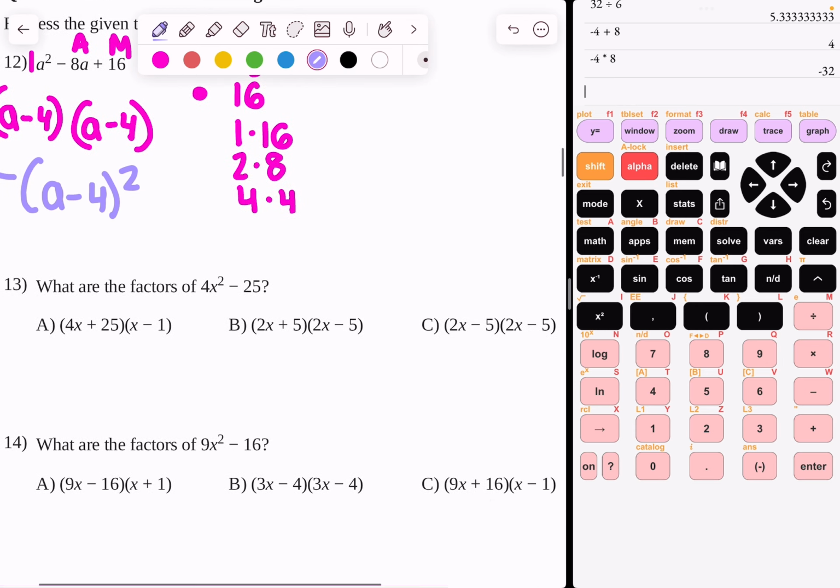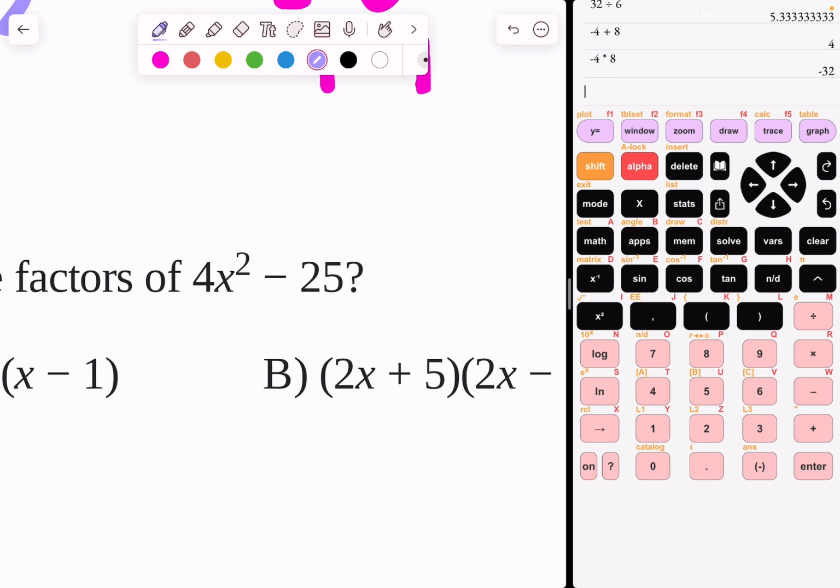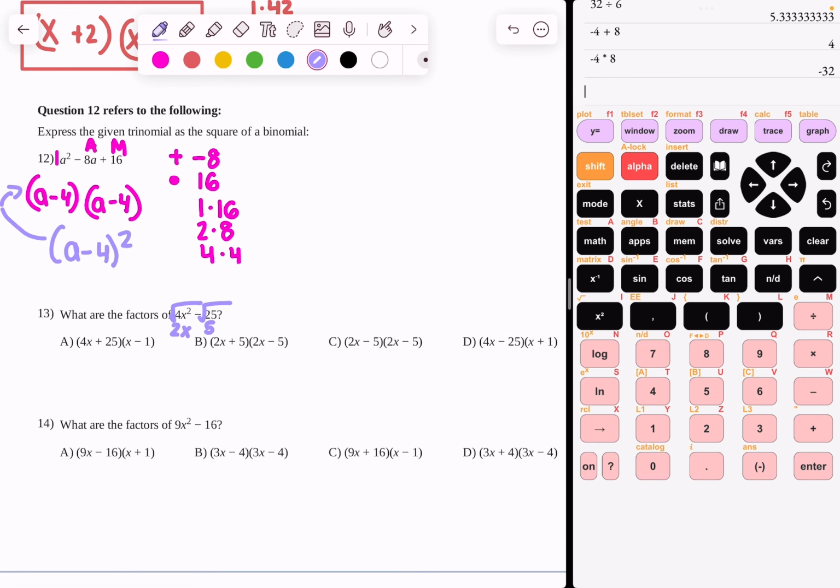Let's look at number 13. What are the factors of this? First we see, is there a number we can divide out? The smallest number is 4, but 25 divided by 4 does not give us a whole number. We can't divide by 3 or 2, so none of them work. So this is when we do the square root method. The square root of 4x squared is 2x. And the square root of 25 is 5. I know the only way I would get a negative 25 is if I had a negative 5 and a positive 5, which is answer choice B.